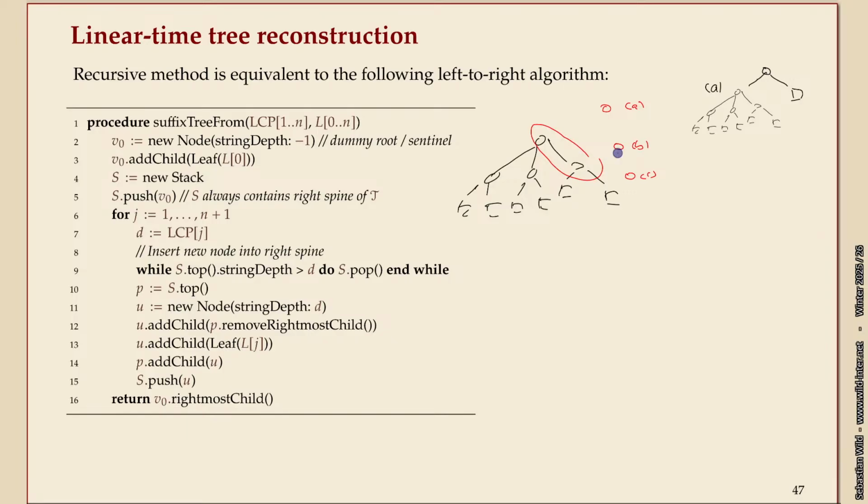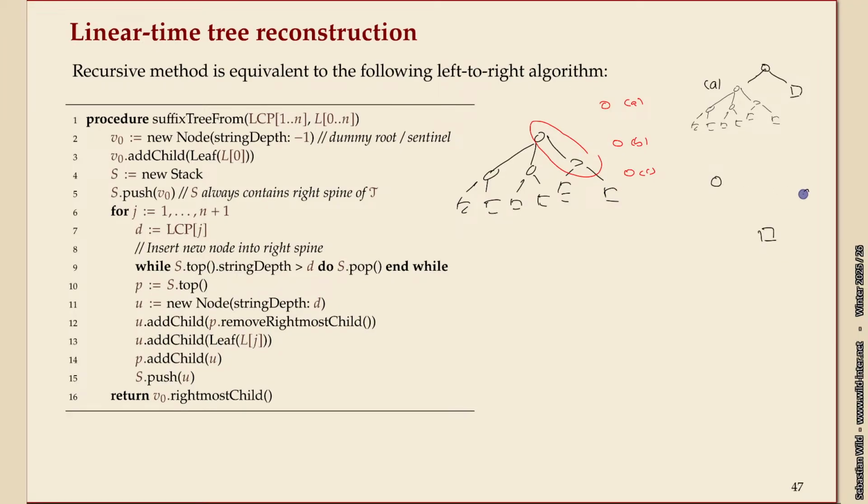Another option would be it's between this and this. Then you would keep the original root. Then you would have the new node. Then you would have this left child here that still hangs here. That's not right. This guy is missing. So there's the new node here.